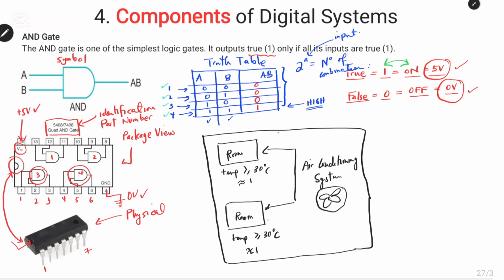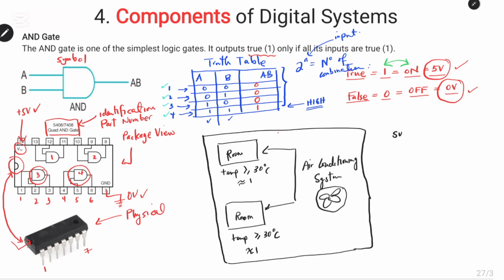If both these rooms have a temperature less than 30 degrees, it will represent a 0 state. So the air conditioner won't be turned on. And if only one of these rooms has a high temperature and the other one has a low temperature, still the air conditioner won't be switched on. The air conditioner will switch on only when both rooms have a temperature greater than 30 degrees Celsius.